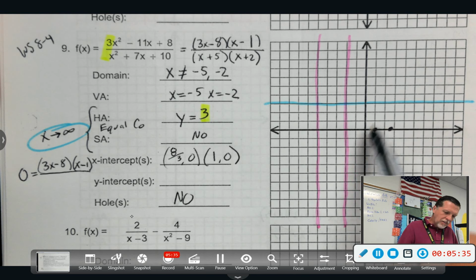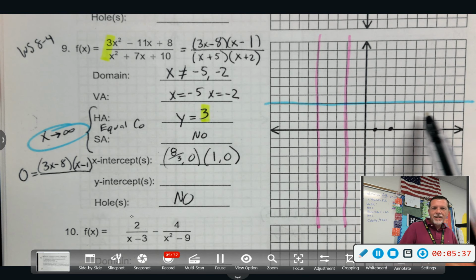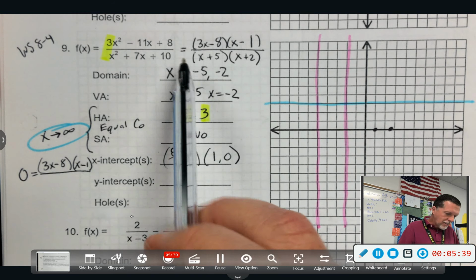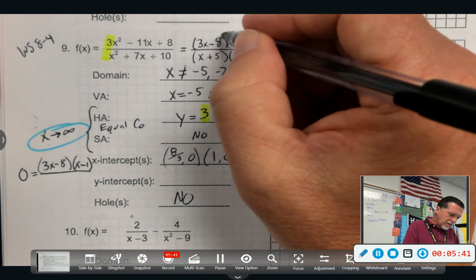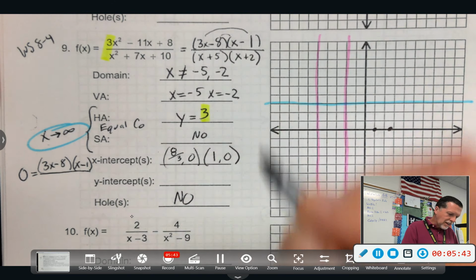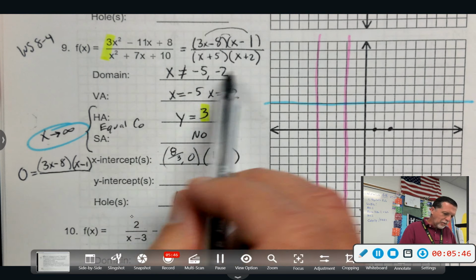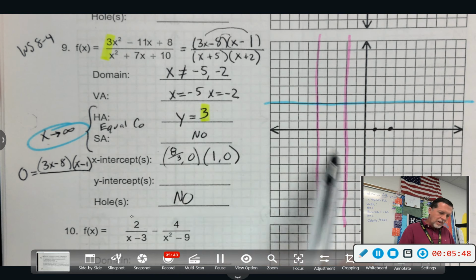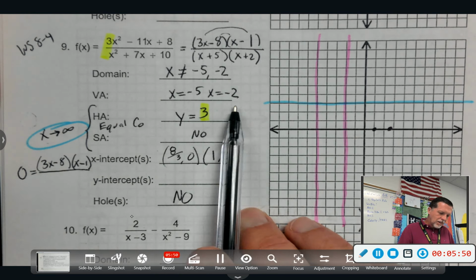Because I'm thinking this should look like that. Alright, did I factor these right? Positive 8, negative 11, 3x squared. Good with that. X plus 5, x plus 2. Can't be negative 5 or negative 2. Y equals 3.